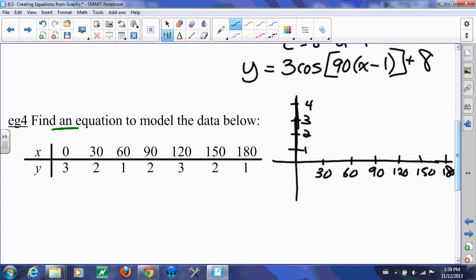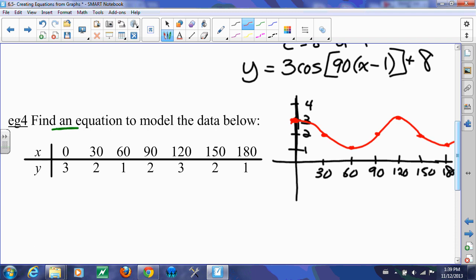Okay. So what do we know? It starts at x is 0 and it's at 3. Then we go 30 degrees and we're at 2. And then we go 60 degrees and we're down at 1. And then 90 degrees, we're at 2. At 120 degrees, we're back up at 3. At 150, we're down at 2, and at 180, we're back at 1. So we take a look at drawing a smooth curve through here. It gives you an idea of what we're looking at.